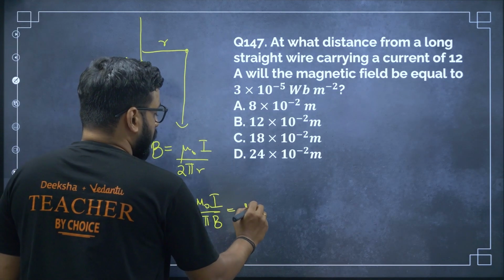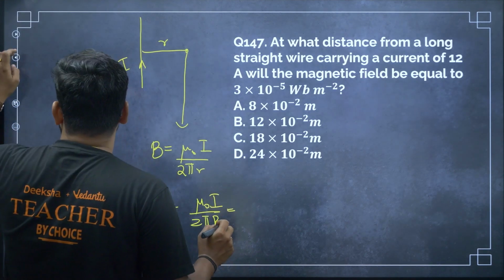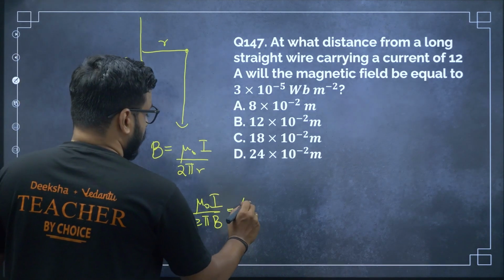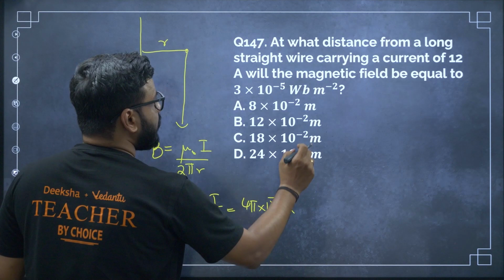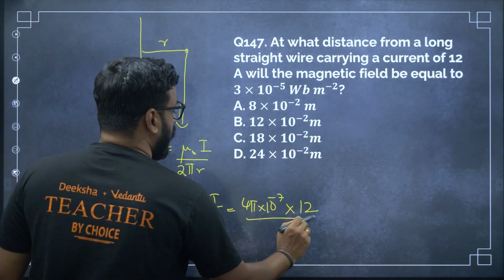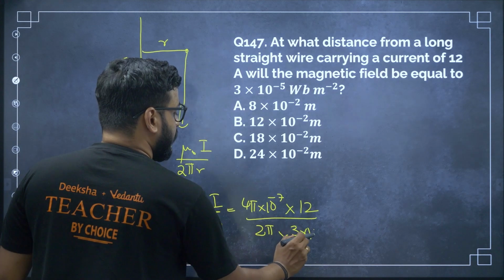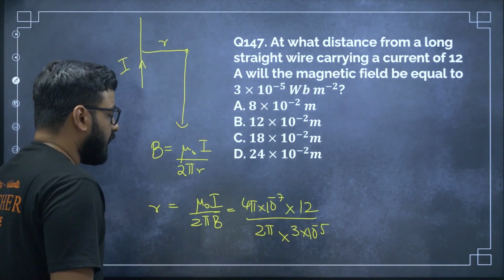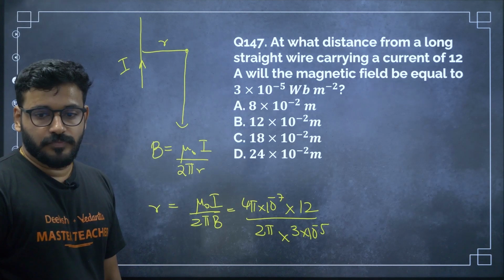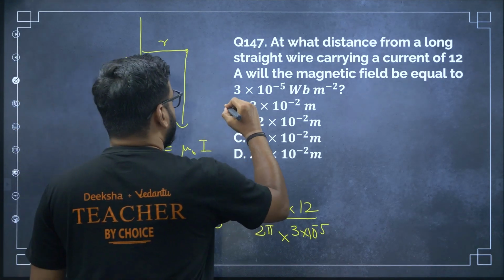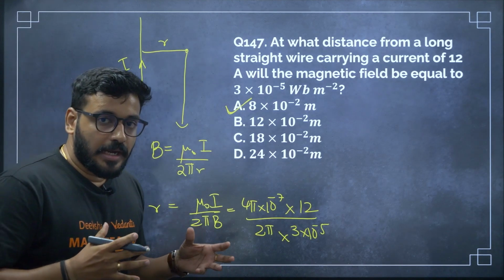Substitute all the values. Mu naught is 4 pi into 10 to the power minus 7, right? 4 pi into 10 to the power minus 7 into I value, which is given as 12 ampere, whole divided by 2 pi into B value, which is 3 into 10 to the power minus 5. So ultimately the r value you will get is approximately option A, that is 8 into 10 to the power minus 2.